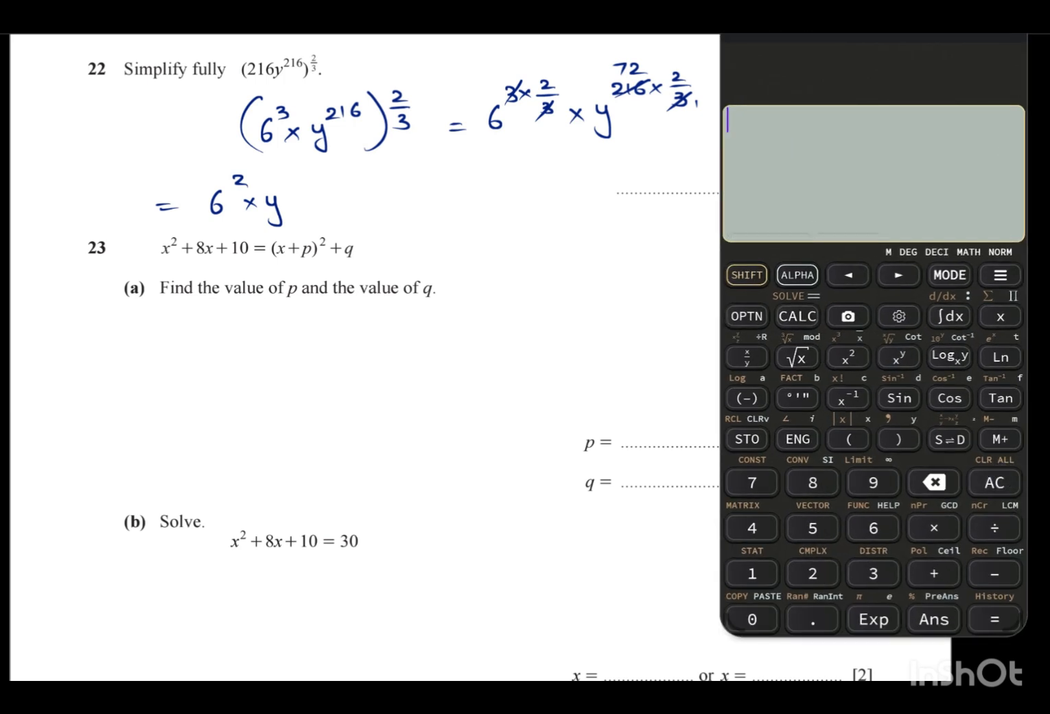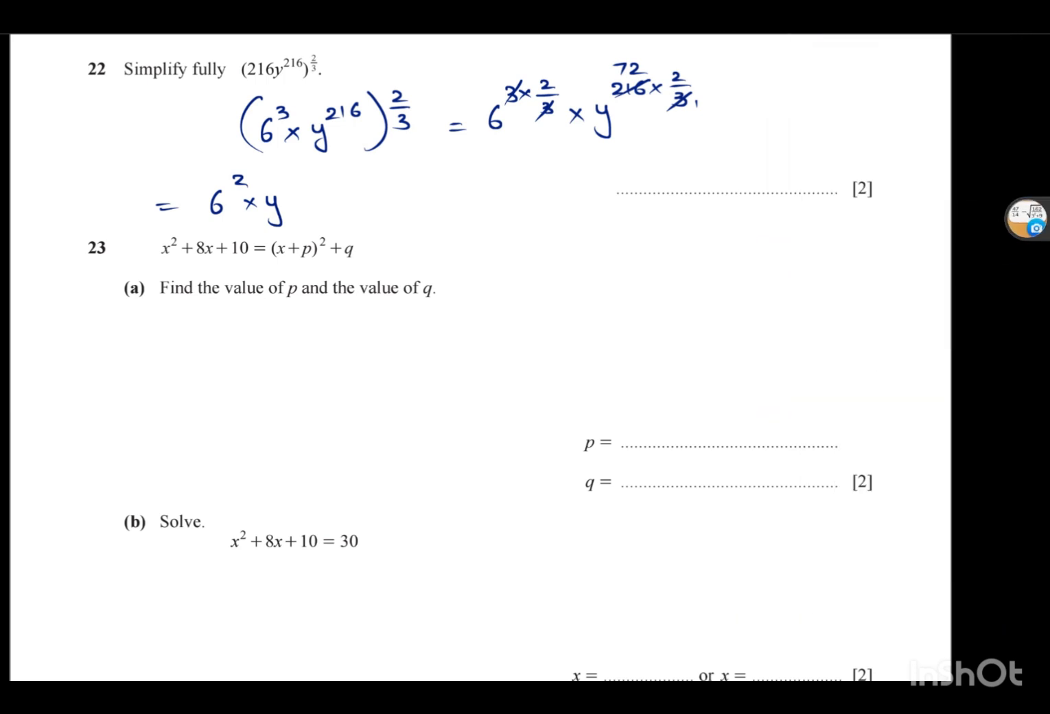What is 72 into 2? 144. Oh, sorry, 144. Now simplification means you have to remove the power for the numbers. So 6 square is 36, y raised to 144.